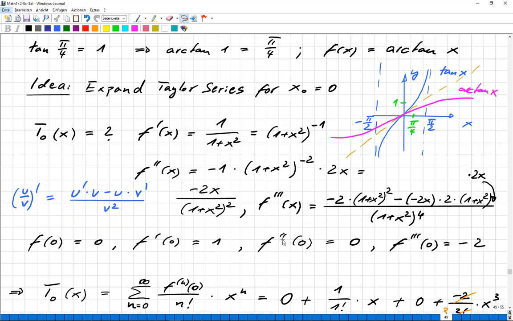And f double prime of 0 will be 0 again. That's because, looking here, this has already been our second derivative of the inverse tangent. Oh yes, we proceeded to the third one, as I see here. Sorry, I forgot to tell you, this is f triple prime, of course, which we constructed here. But this is f double prime.